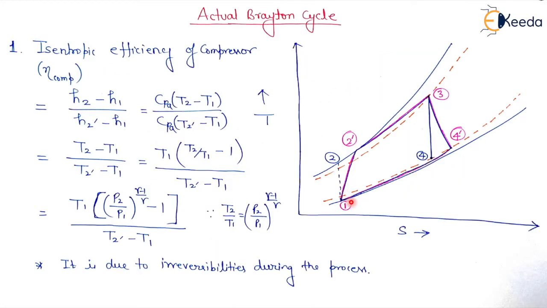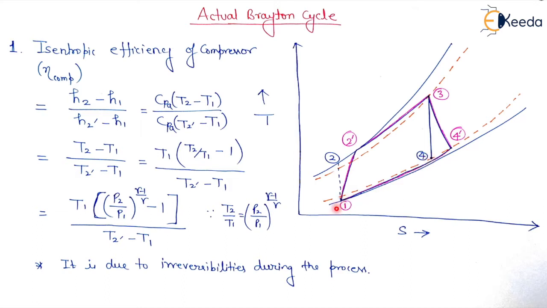Friends, in this case, 1, 2, 3, 4 is the ideal cycle. We will study the losses. Basically, because of certain losses, the ideal Brayton cycle deviates. So, what type of losses are there? We will see one by one.